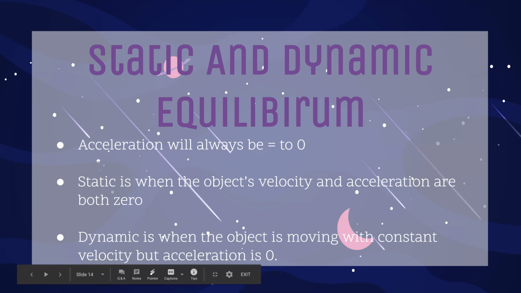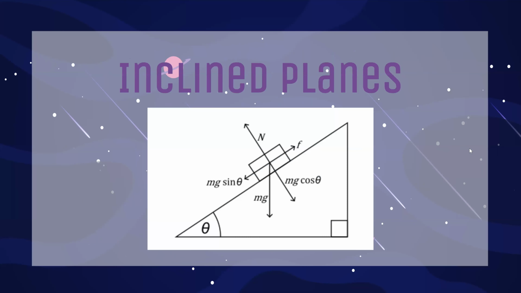So static and dynamic equilibrium, I went over this. Static equilibrium is when an object is not moving, right? And its acceleration is equal to 0. Dynamic equilibrium is when acceleration is also equal to 0. However, it has a velocity. So it can be moving, but it has to be at a constant velocity. Okay, inclined planes. I don't have the time for a derivation, but I would definitely go over this.